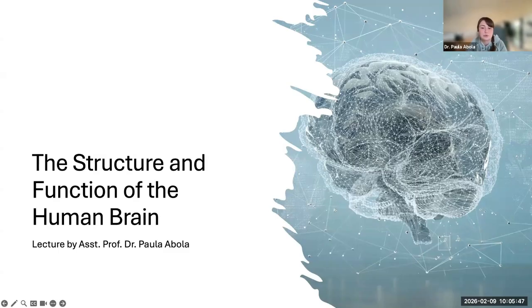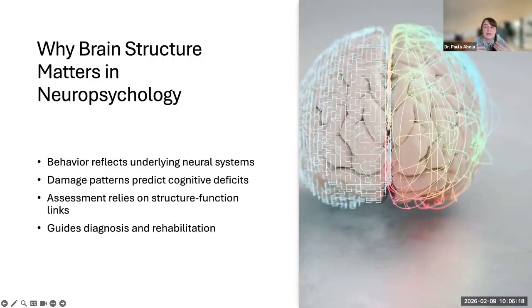As we move through this course, you will repeatedly return to the brain structures and networks that we're covering today, using them as a framework for interpreting assessment results, understanding certain clinical cases, and making sense of neurological and psychiatric conditions. So I would say think of today's class as building a map. It does not tell you everything about the terrain yet, but it gives you the orientation that you will need for the journey ahead. So with that, I want to move into why brain structure matters in neuropsychology.